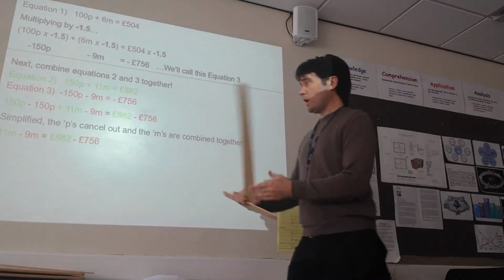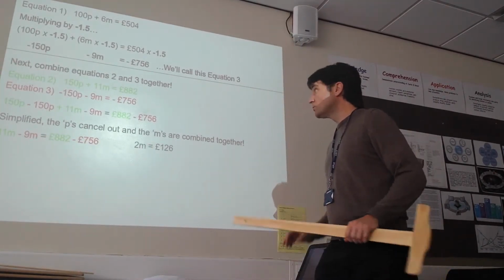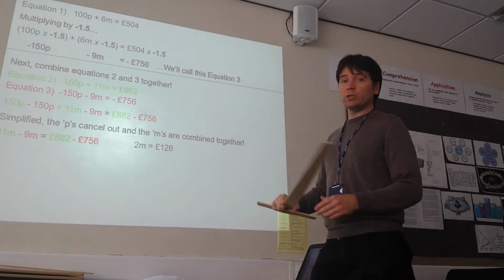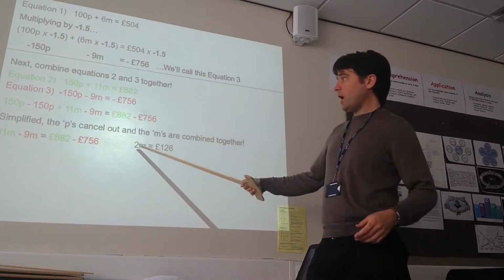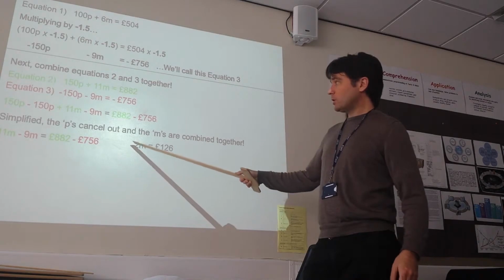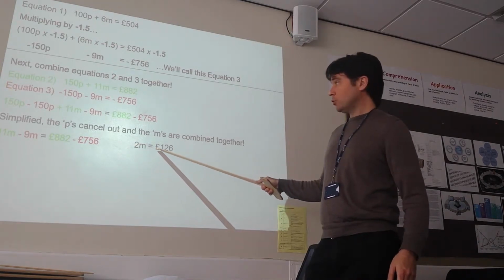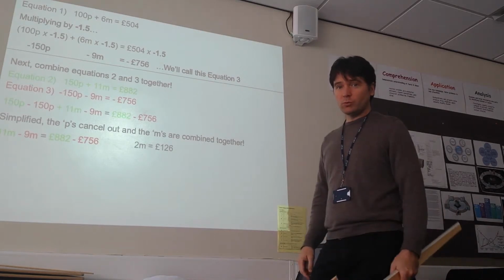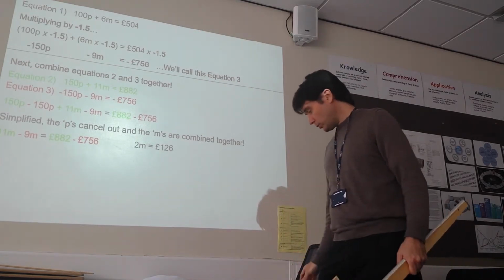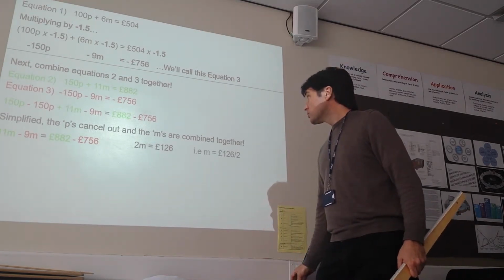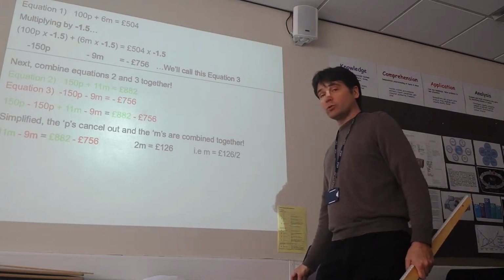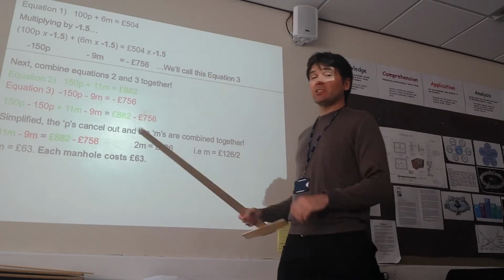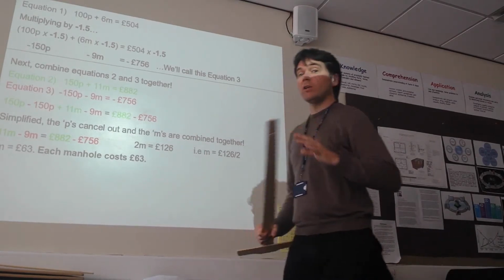11 take away 9 is going to be 2. And 882 take away 756 is 126. So effectively now, we know that m means manhole. It's saying 2 manholes at £126. We want to know 1 manhole, not 2. But it's easy to work out, we can just halve that. So 1 manhole is half of 126. So 1 manhole costs £63. So we've worked that bit out.